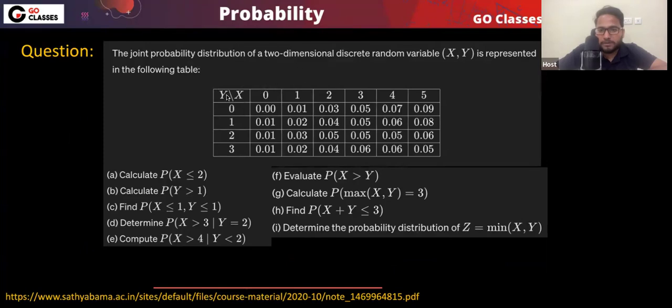Okay, this is given as y. This is given as x, right? Now, can you calculate the probability that x is less than or equal to 2? Which means x is either 0 or 1 or 2. So you need to add all of these probabilities, right? The probability of x being 0 is this, x being 1 is this, x being 2 is this. So if you want to get x less than or equal to 2, you need to add all of these probabilities, right?